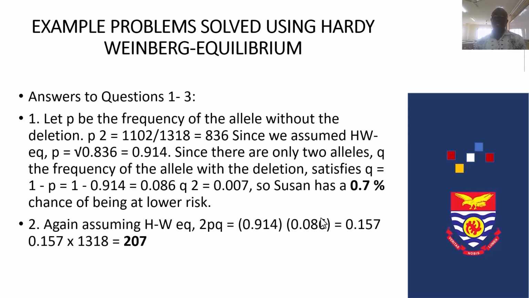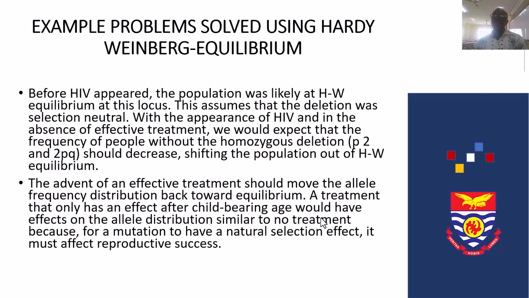Again, assuming HW equilibrium, 2pq equals 2 times 0.914 times 0.086, giving us 0.157, times 1318, giving us 207. Before HIV appeared, the population was likely at HW equilibrium at this locus. This assumes that the deletion was selection neutral.